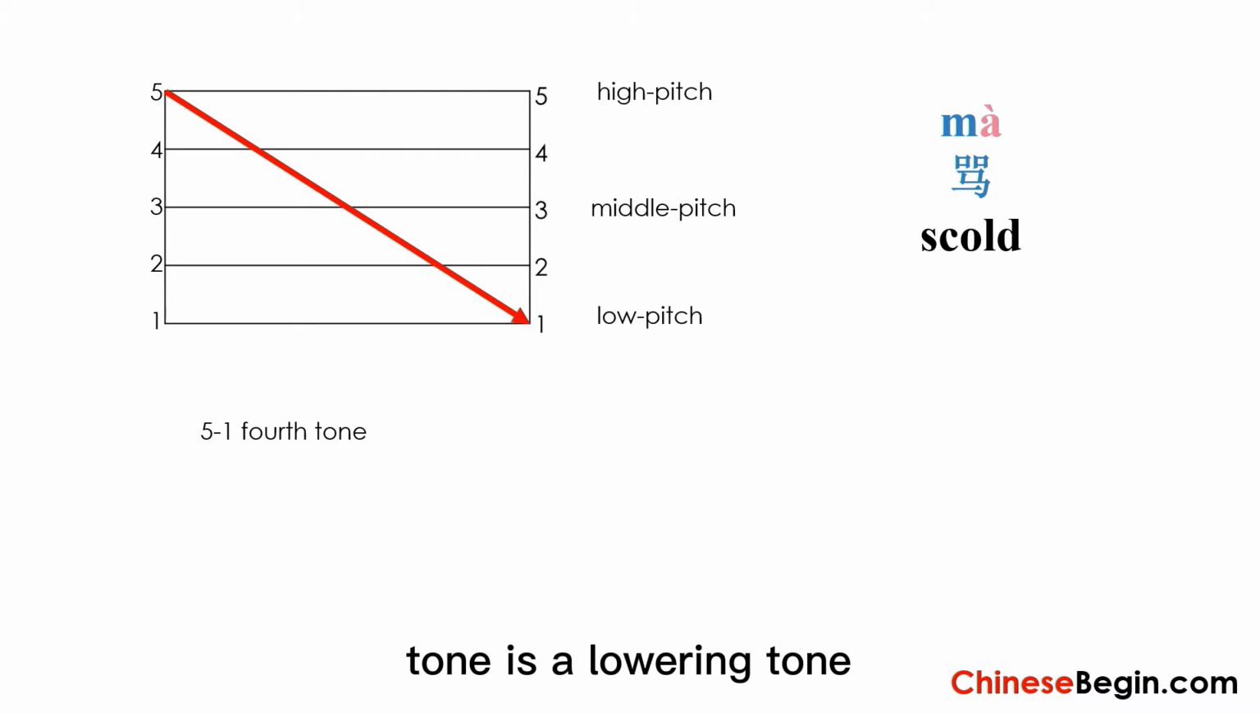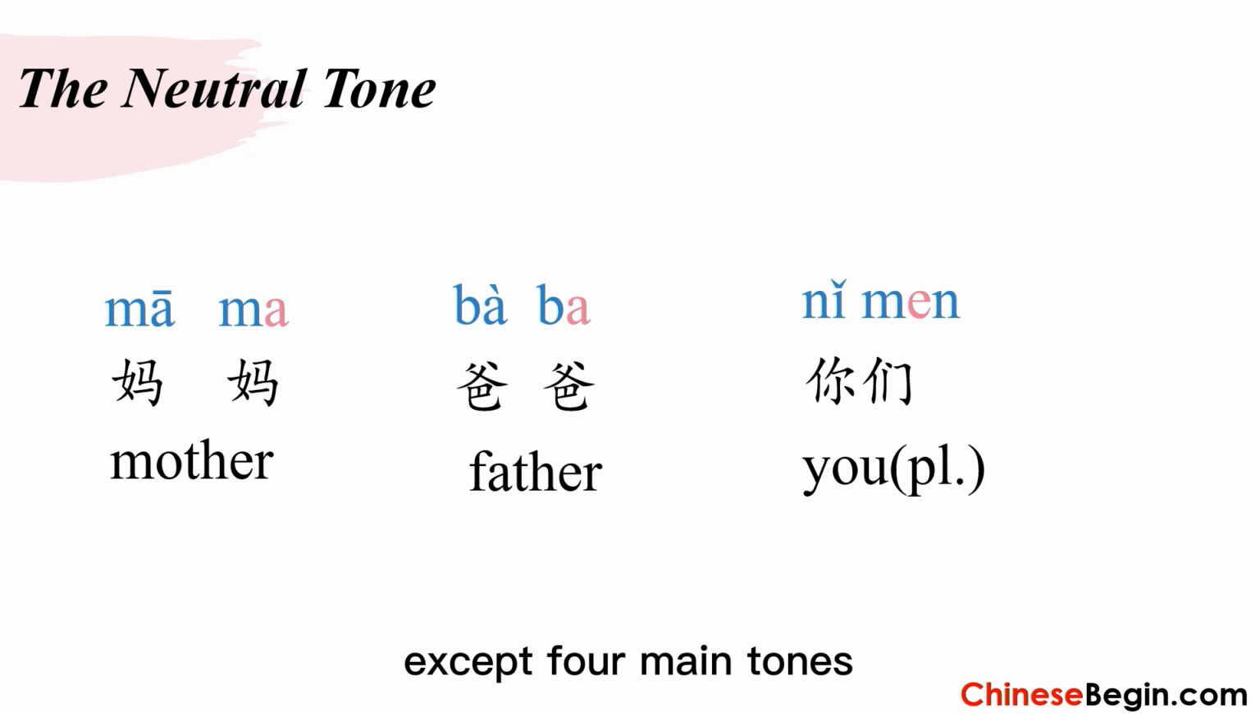The fourth tone is a falling tone. The pitch goes rapidly from high to low, as if giving a command. For example, in English you would say stop. The fourth tone is indicated using the word ma. This character means scold in English. Okay, please read after me. Ma, ma, ma. Different tones may express different meanings.